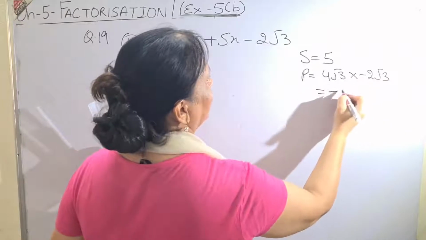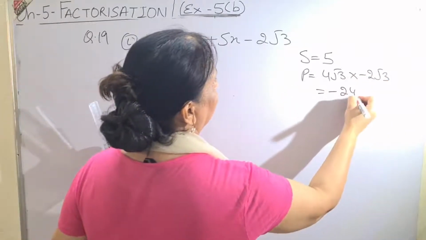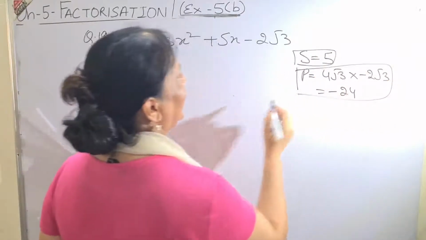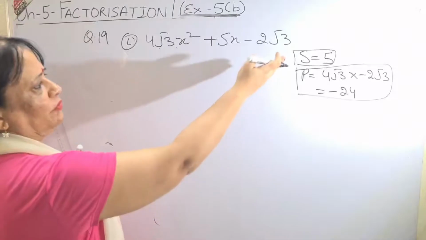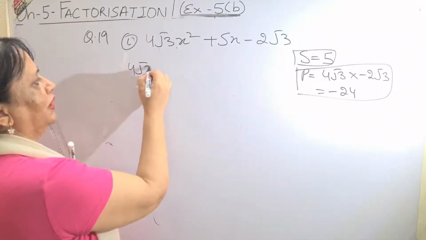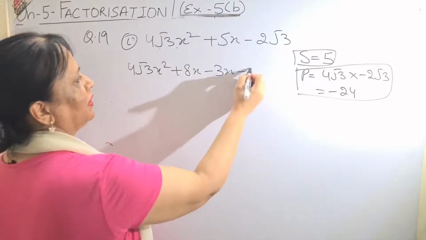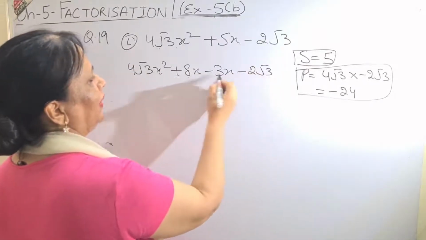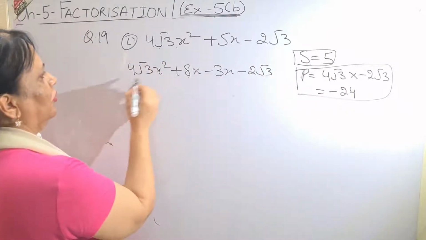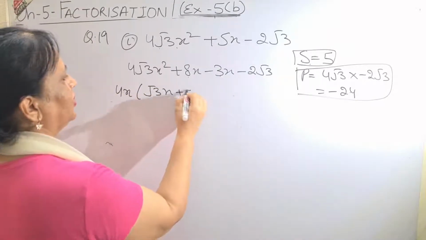4 2s are 8, minus 8 root 3 into root 3 will become 3, so 8 3s are 24. This is the benefit of writing sum and product. You can easily find the numbers, and from seeing it you can find it is 8 into 3: 4 root 3x square plus 8x minus 3x minus 2 root 3. Because 8 minus 3 is 5 and 8 into minus 3 is minus 24. Take 4x common, you are left with root 3x plus 2.